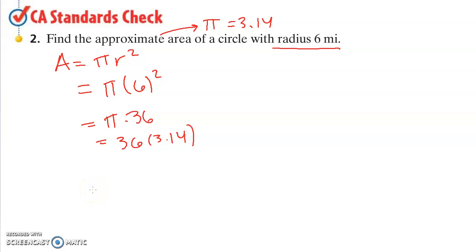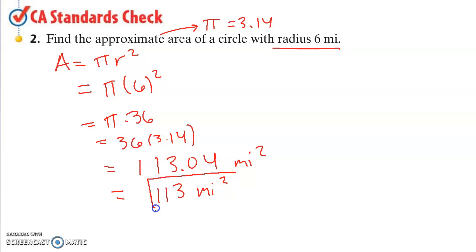So we're just going to type this on a calculator. 36 times 3.14 says 113.04 square miles. Now, that would be a good enough answer. On your homework, they're going to ask you to round to the nearest unit, so this would round to about 113 square miles, because 113.04 is closer to 113 than 100.